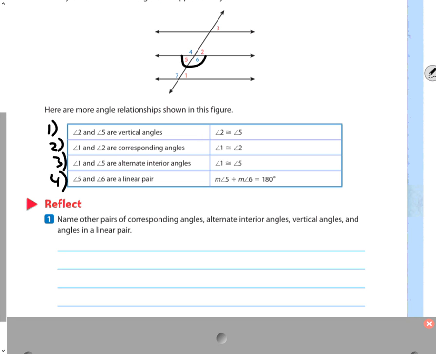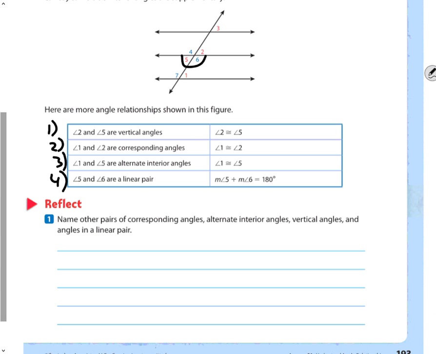I'd like you to come up with more. Let's come up with 3 other pairs of things that you know are congruent or supplementary. So pause it, list a few.